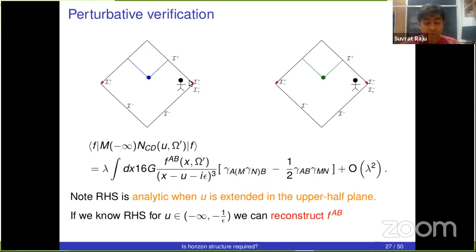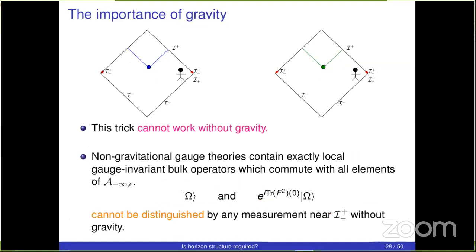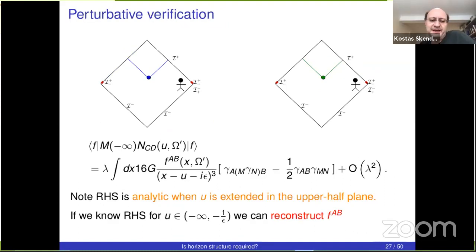And this is something that you can check explicitly in perturbation theory. So, Vrat, sorry to ask again about the same thing, but what is the range of x in this integral? What are you integrating? The range of x is somewhere near u. The range of x is limited by the support of f.